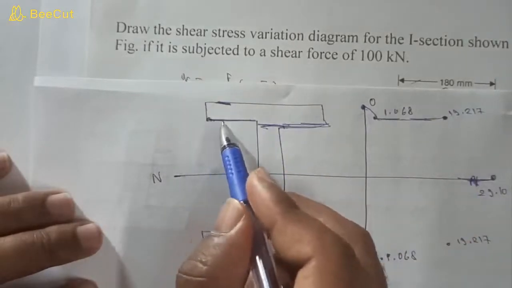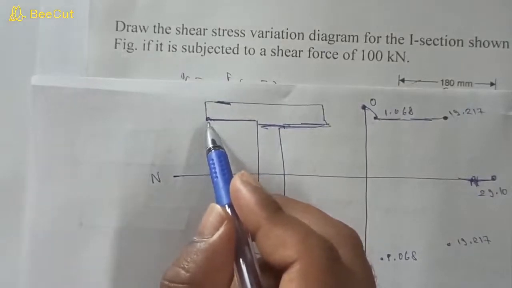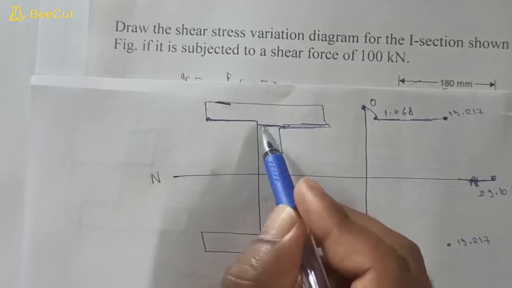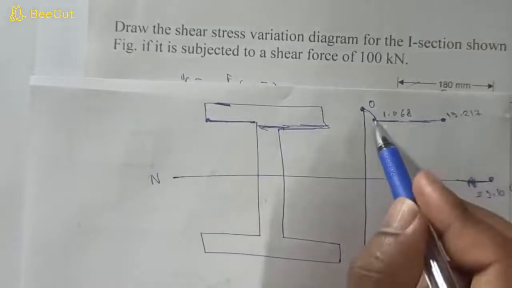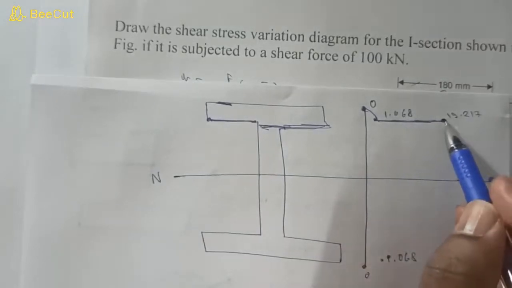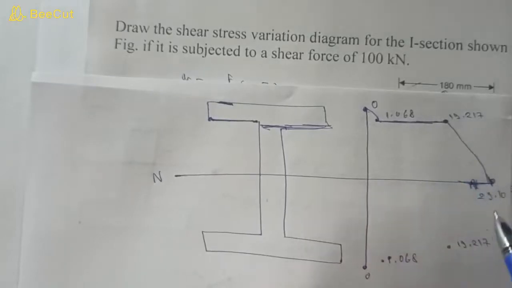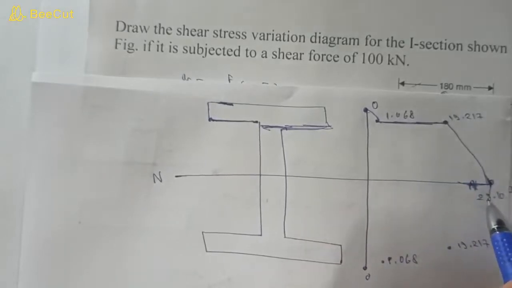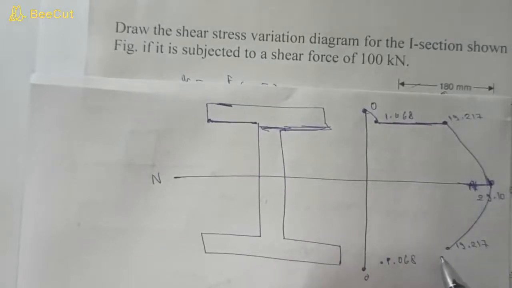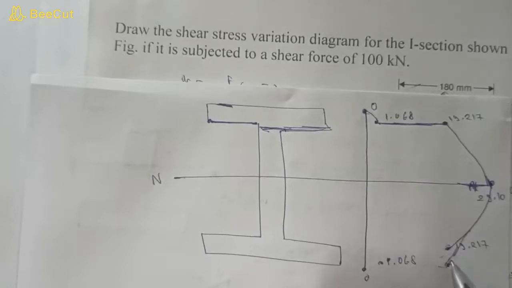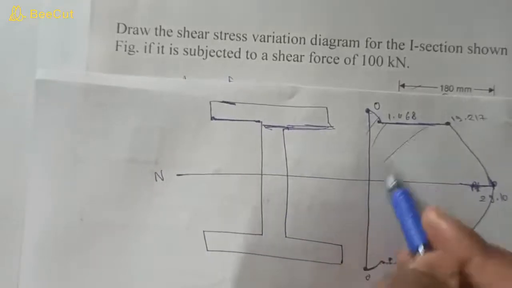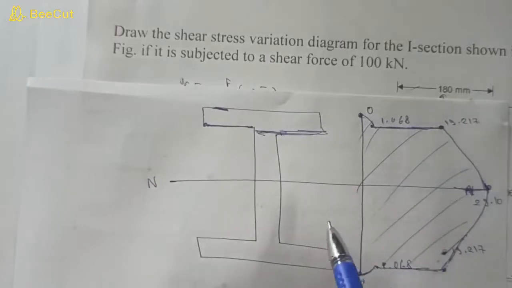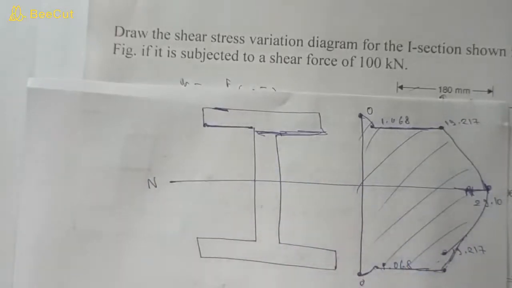So in a parabola shape we have to meet here. You can see that shear stress changes abruptly from 1.068 to 19.217 because of the difference in the width from here to here, so it increases abruptly, then becomes maximum at neutral axis, then reduces again, this will be in line, then it is decreasing, then it is here. So this is the shear stress diagram, the shear stress distribution across this I cross section. I hope you understand. Thanks for watching.